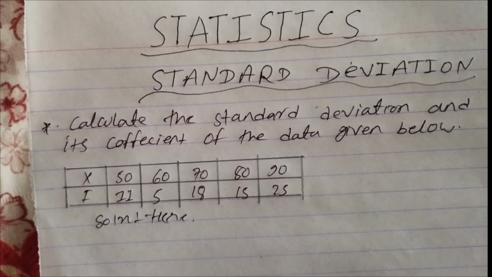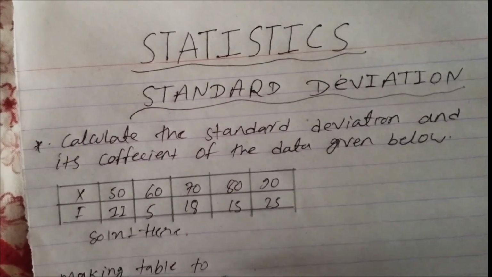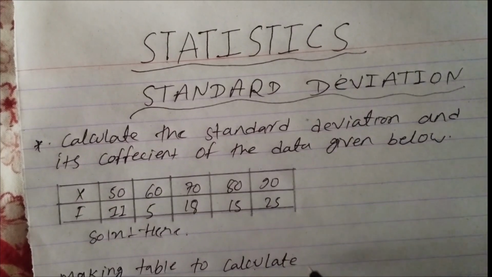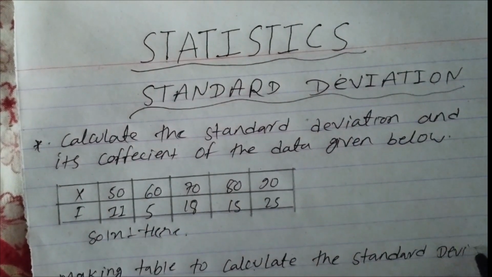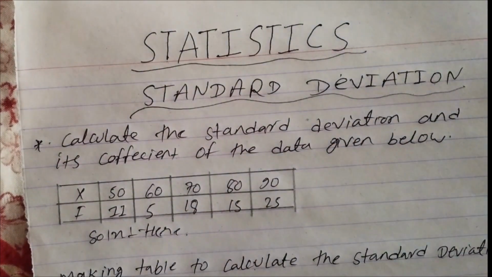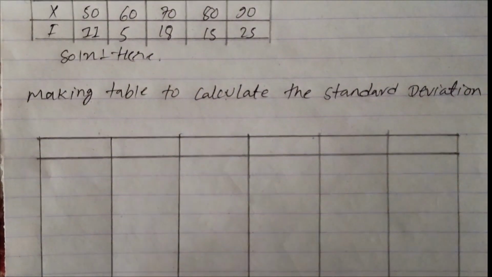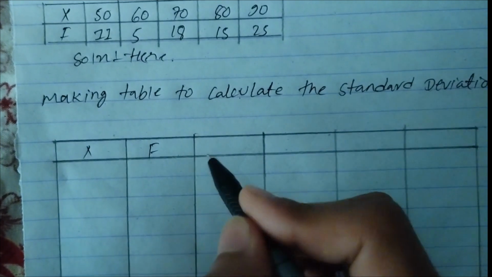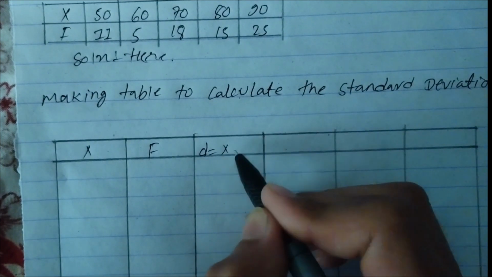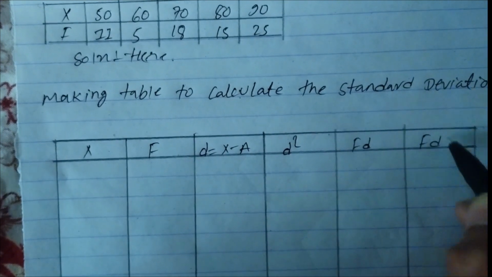To calculate the standard deviation, first we need to make a table. Now first we make the table. Here is x, here is f, here is d equal to x minus a, here is d square, here is fd, and here is fd square.